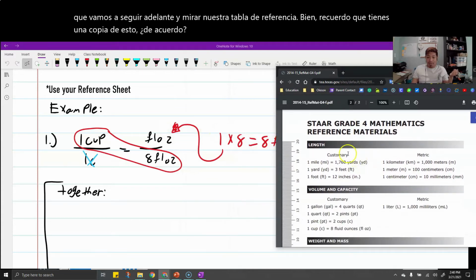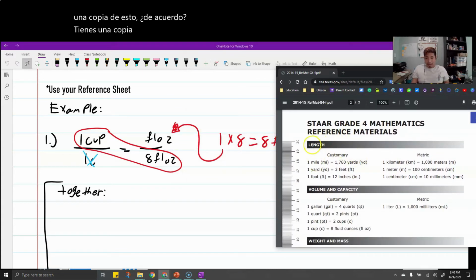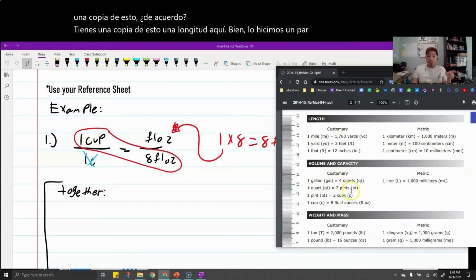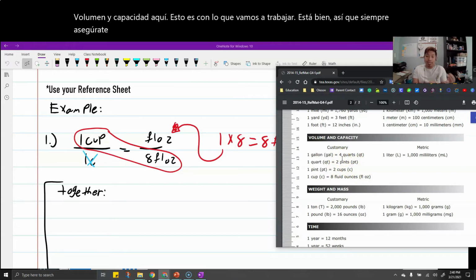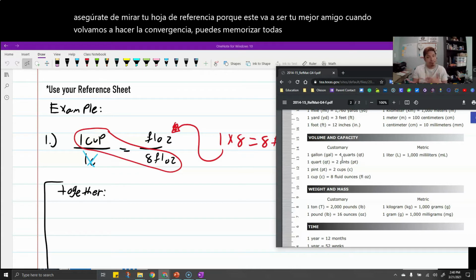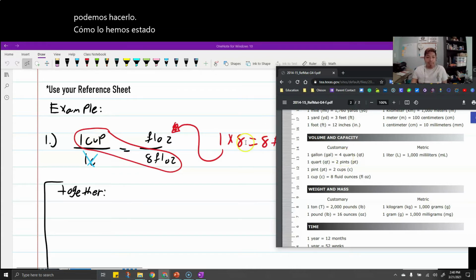You have a copy of this, and here's length, okay? We did that a couple weeks ago. Volume and capacity right here. This is what we're going to be working with, okay? So always make sure that you look at your reference sheet, because this is going to be your best friend when we're doing the conversions. Again, you can either memorize all the conversions, or we can just do it how we've been doing it and looking at our reference sheet, okay?